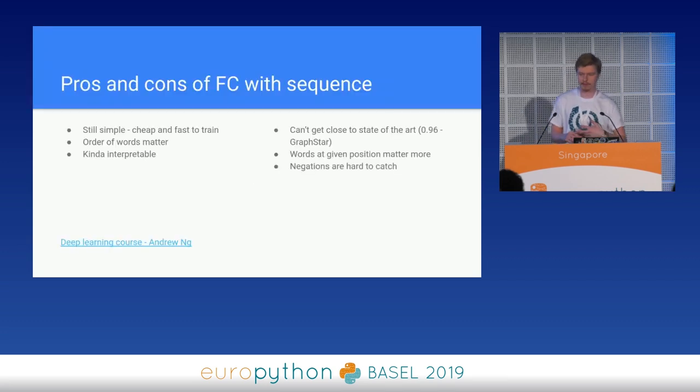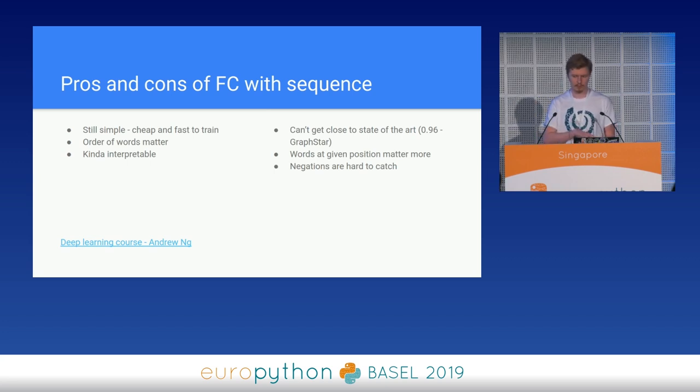Pros and cons of fully connected networks with sequences. It's still simple, so cheap and fast to learn, still under 2 seconds. Order of words matters now. They are still kind of interpretable, but we can't get close to state of the art, 0.96, and words at a given position matter more. What do I mean by that?